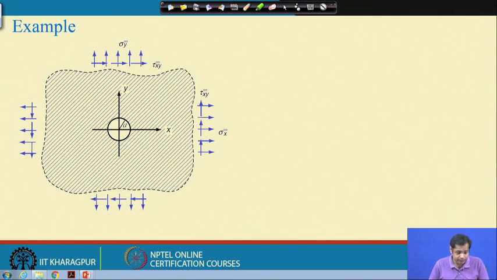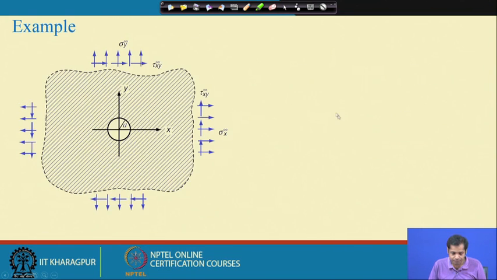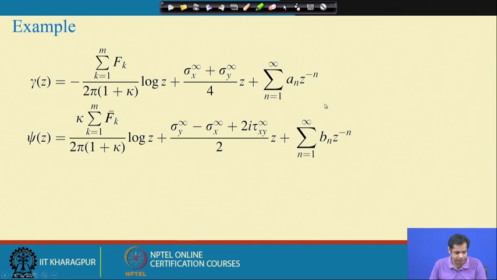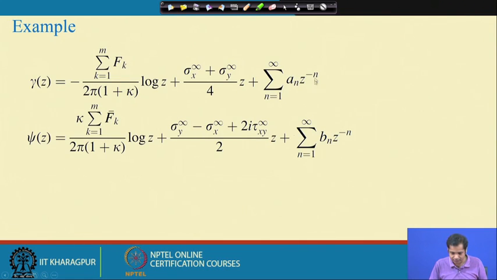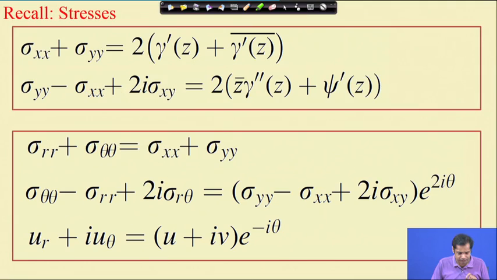Now, you see this is very similar to the third case. It's a multiply connected domain and it is an infinite domain. So, these are the general form of the potential. For this case we have the potential like this, right. So, this gamma double star and psi star z is essentially this.